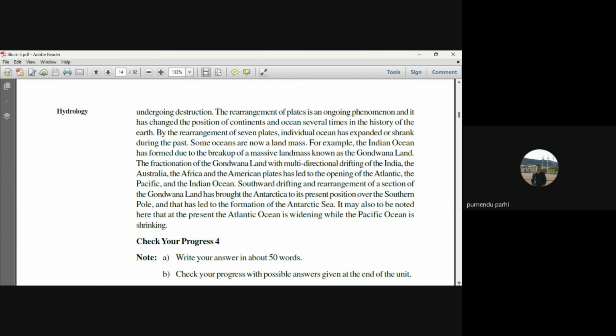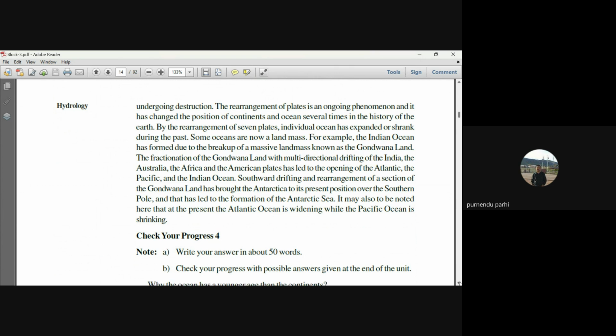Southward drifting and rearrangement of a section of the Gondwanaland has brought the Antarctica to its present position over the southern pole, and that has led to the formation of the Antarctic Sea. It may also be noted that at present the Atlantic Ocean is widening while the Pacific Ocean is shrinking.